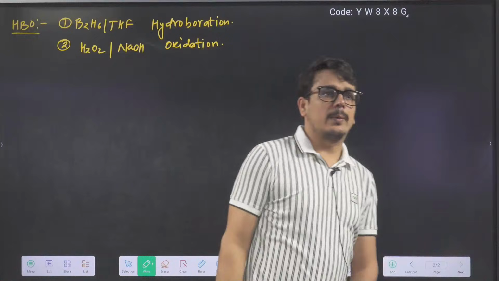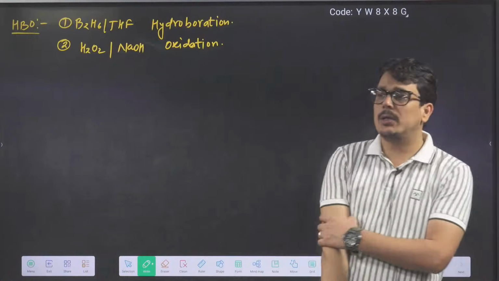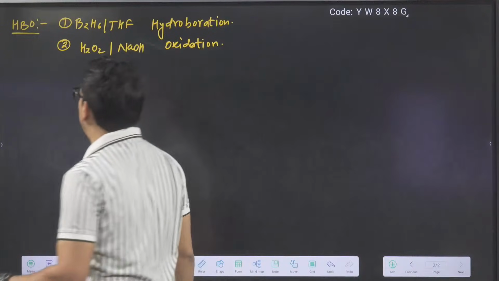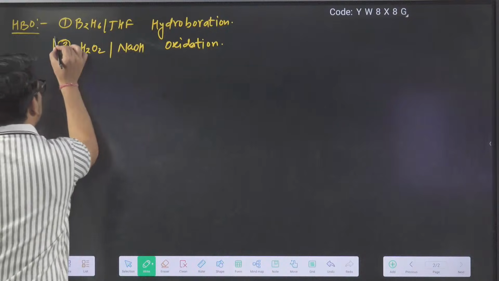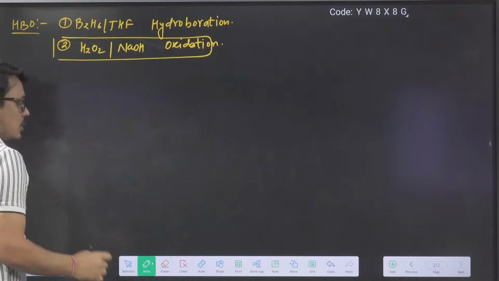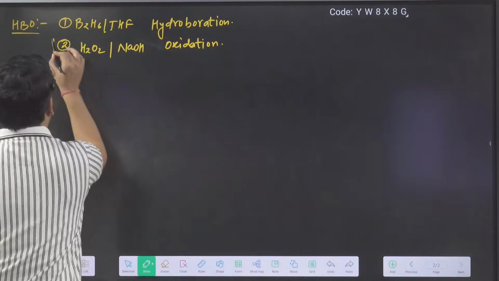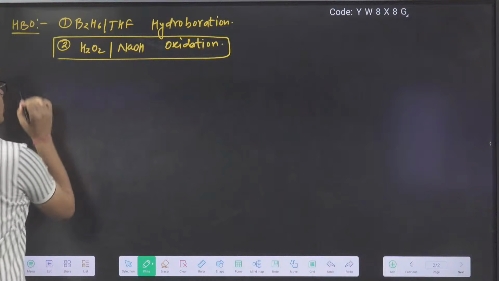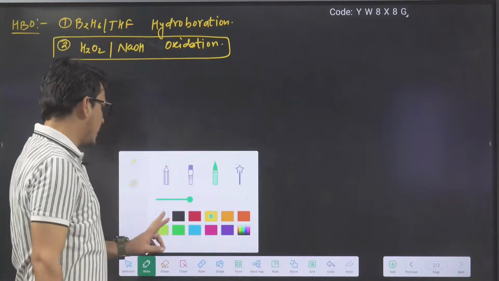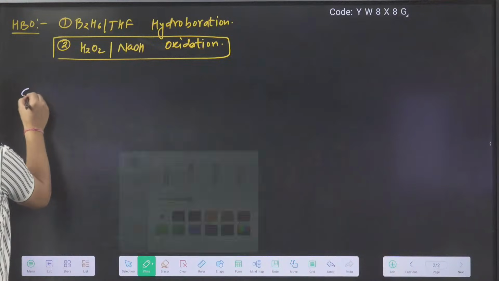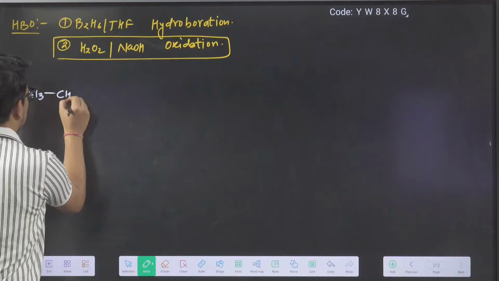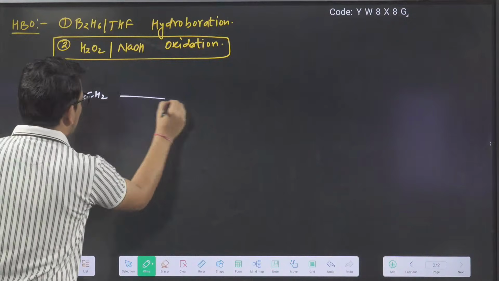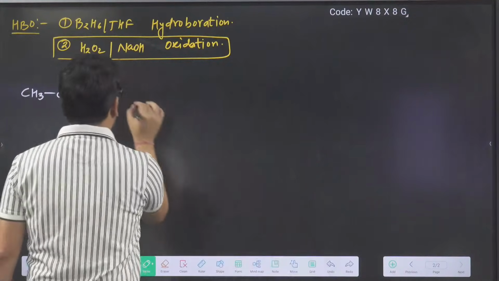First of them is which one? Hydroboration, and the second one is which one? Oxidation. And remember, in exam time, check whether this segment is given or not. If this is not given, then the product will be as per only which one? Hydroboration. Means if I say like this, let's say I'm having CH3CH=CH2, and this is reacting with diborane.